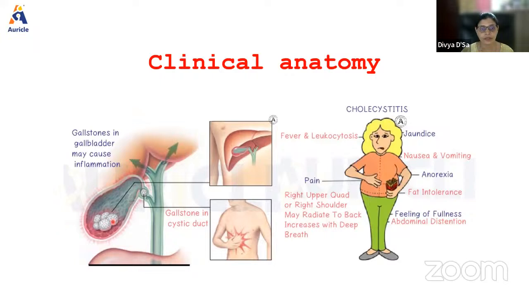Next, a common condition which we see with the gallbladder is gallstones. Inflammation of the gallbladder is known as cholecystitis, and this is cholelithiasis when we have the stone. Usually there will be a lot of pain, referred to the tip of the shoulder as well as the back region. The symptoms we see are jaundice, nausea and vomiting, poor appetite, anorexia, fat intolerance, feeling of fullness, abdominal distension. You may feel the pain in the right upper quadrant or on the right shoulder.